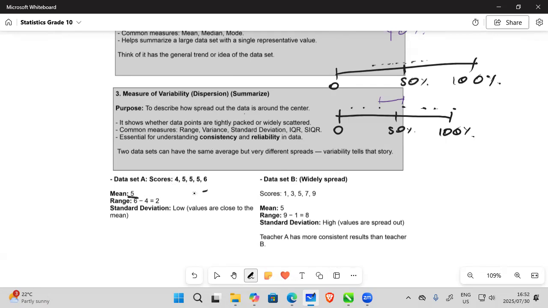Because you can have the same mean. This proves it. You can have the same mean, but without the measures of dispersion, you can't really say which is more consistent. Right? Having the same mean doesn't mean that they perform the same. These two classes don't perform the same.